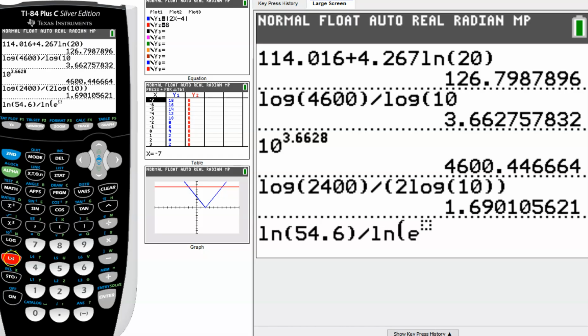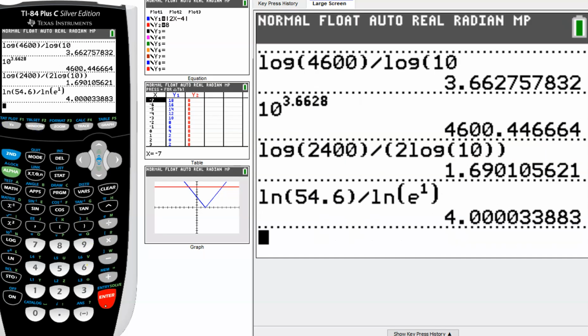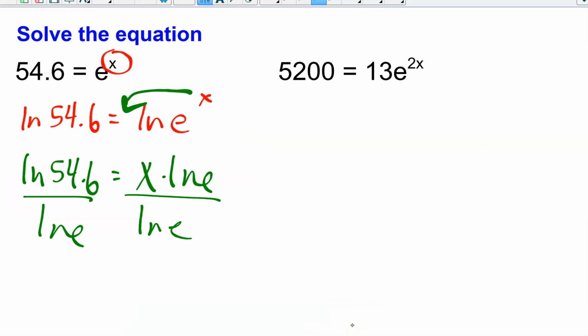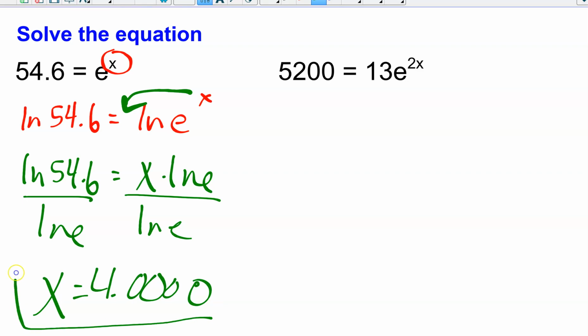I do second and then I do the natural log to get to the e to the first. And you're going to get 4.0000, and then you're going to round it to the 0 because the next one is 3. So x equals, here we go.